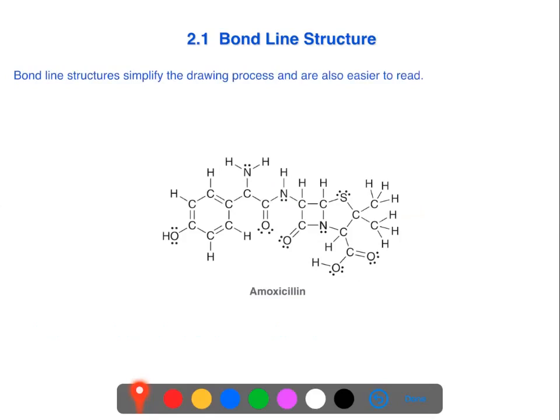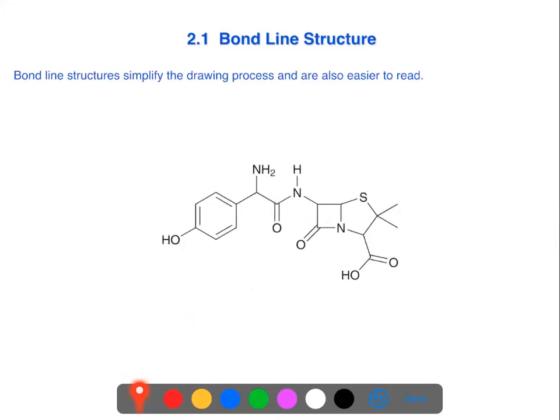Bond line structures simplify the drawing process and are also easier to read. In this example, we have amoxicillin, which is a well-known antibiotic. And what's shown here is the Lewis structure for it. We show all the bonds between carbon, nitrogen, and oxygen to the hydrogens. We show all the lone pairs associated with heteroatoms like oxygen, nitrogen, and sulfur. The bond line structure, on the other hand, is this structure. And you can see that it's much easier to see the relative bonding between neighboring elements.